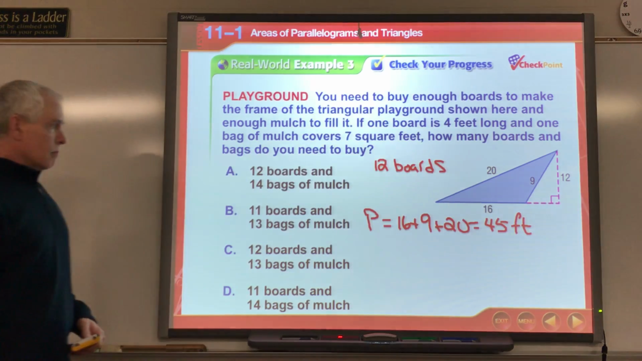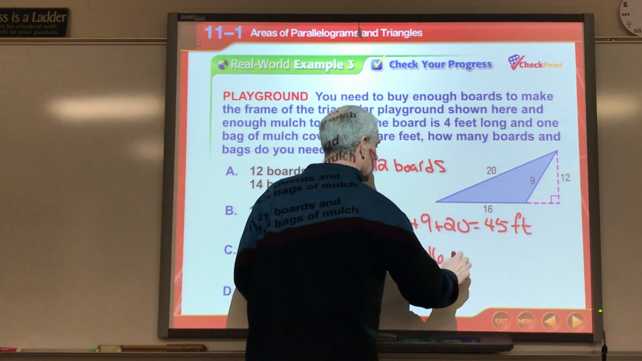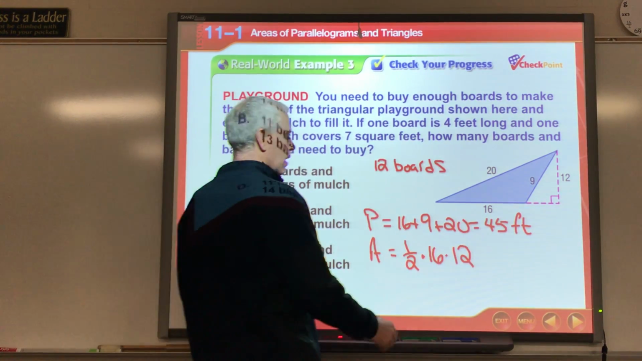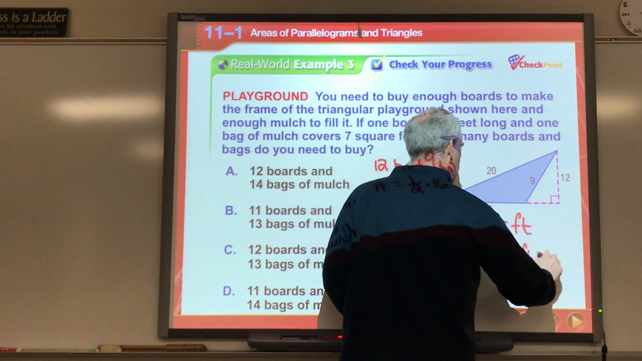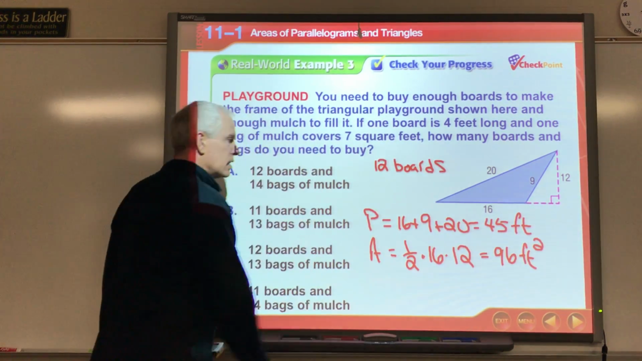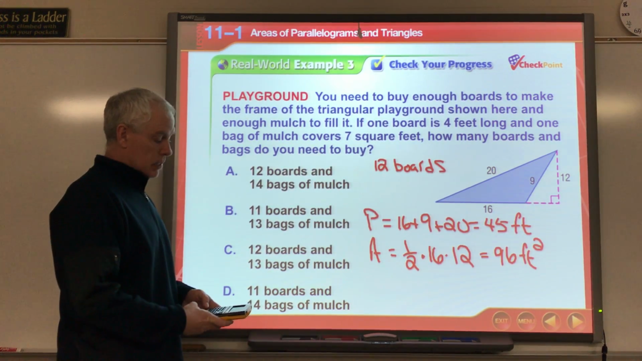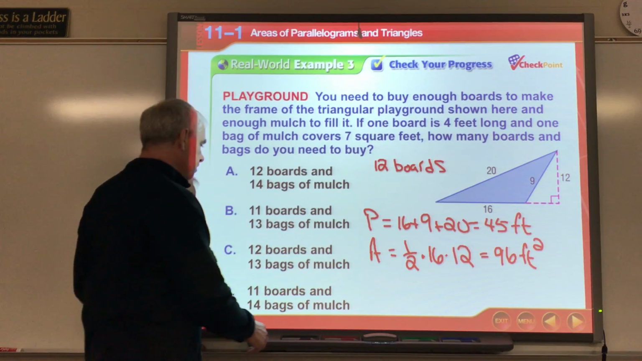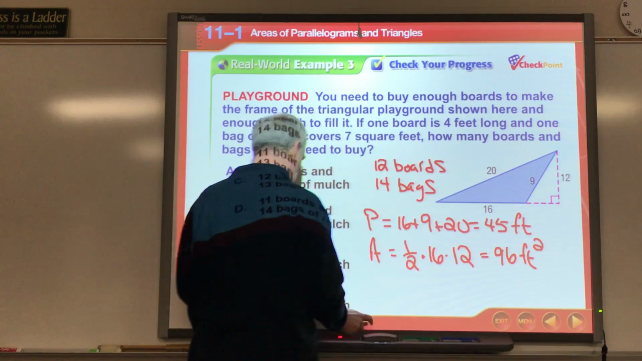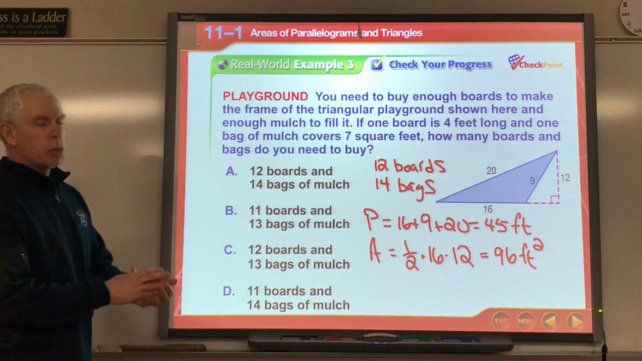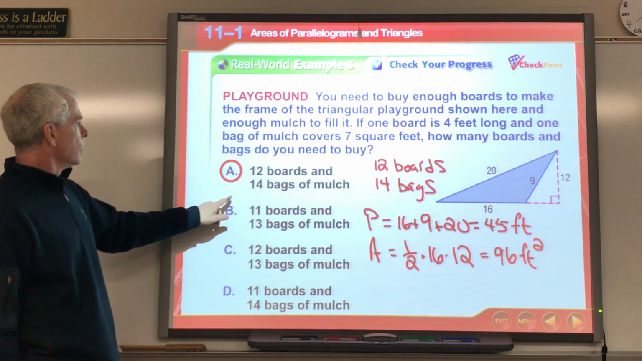Okay? The area, 1/2 times the base, which is 16, times the height, which is 12. Okay? Half of 16 is 8 times 12 is 96. Okay? So you got 96 square feet. One bag of mulch covers 7 square feet. So if I take 96 and I divide it by 7, I get 13.7. So I got to round up. I'm going to need 14 bags of mulch. Okay, so just applying what we've learned here, not too bad. So 12 boards, 14 bags of mulch, looks like A is our solution to this one.